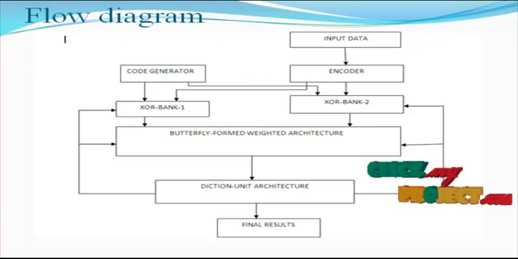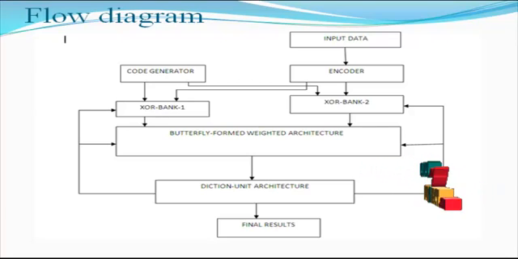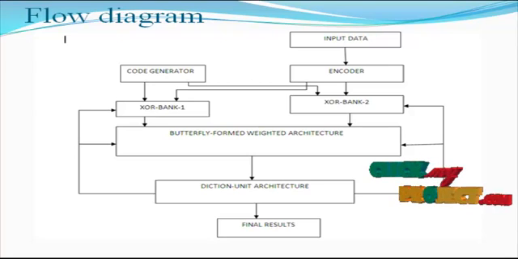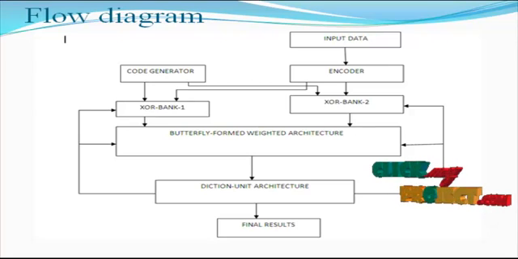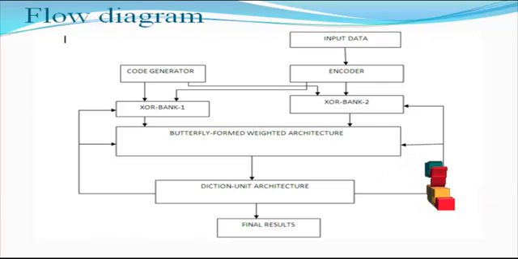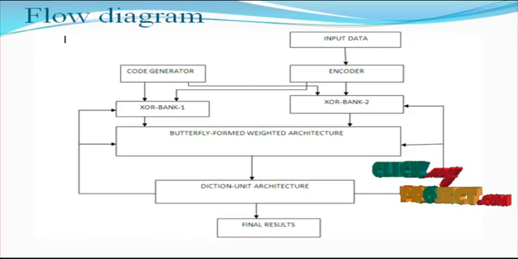Next, we see the flow diagram for the product. First, the input data is to be encoded by the encoding architecture. The encoding bits are processed in two steps: first the code generating process, and second the code retrieving process. The code generating process mainly uses the XOR bank architecture. The code retrieving process uses the XOR bank 2 architecture.